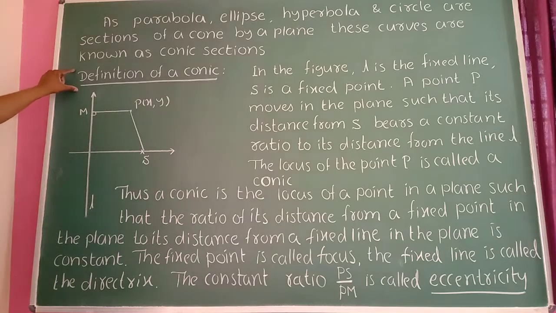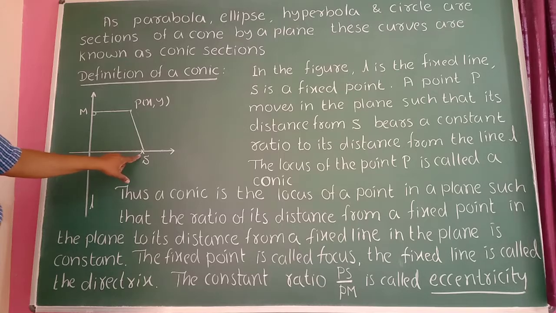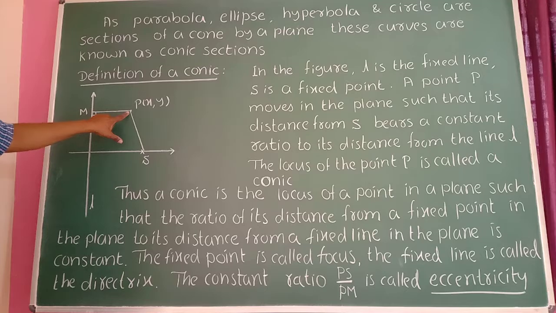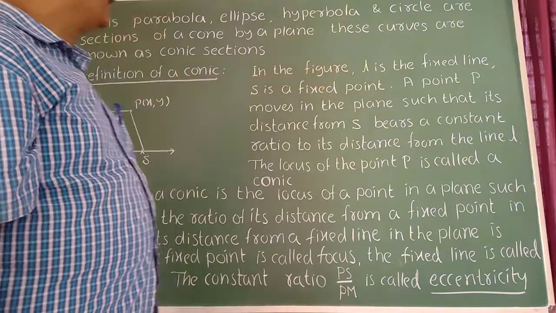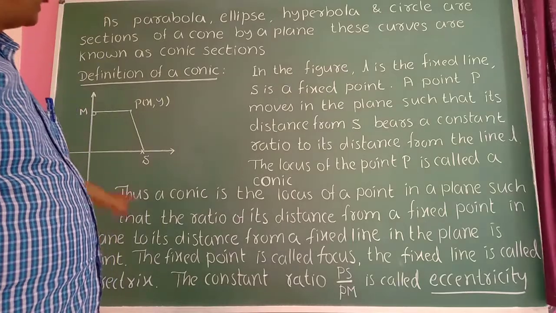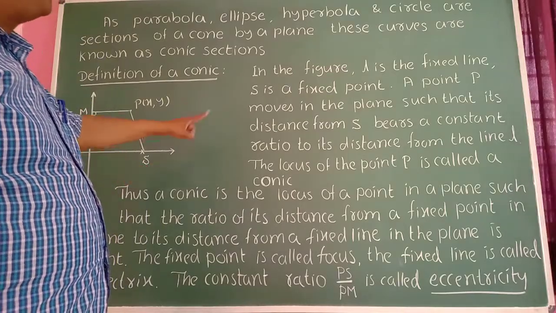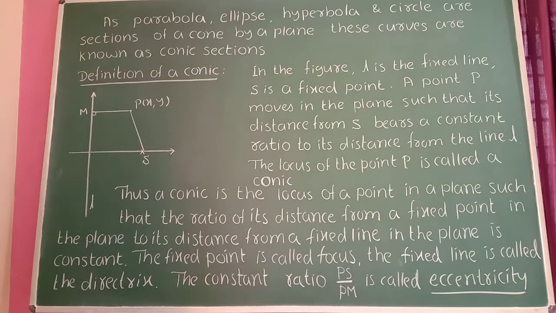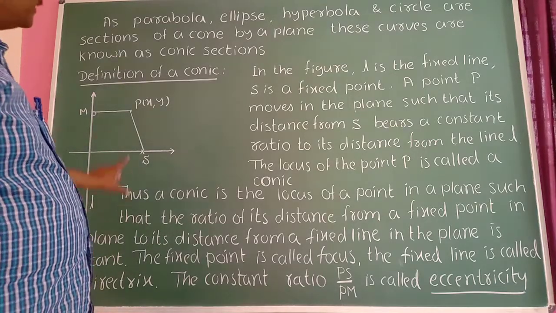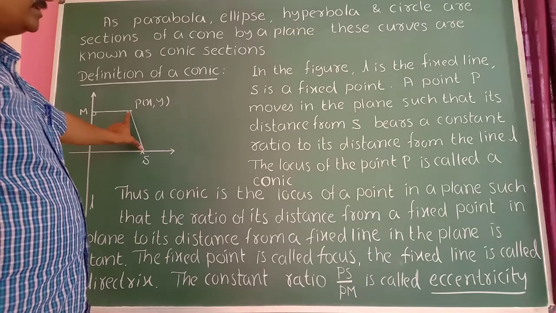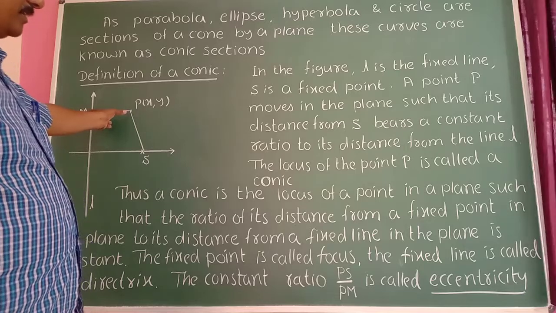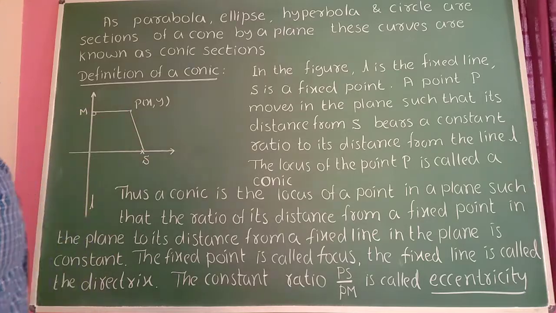Definition of a conic. Here L is the fixed line, S is the one fixed point, and P is the variable point with coordinates x, y. A point P moves in the plane such that its distance from S bears a constant ratio to its distance from the line L. The locus of the point P is called a conic.